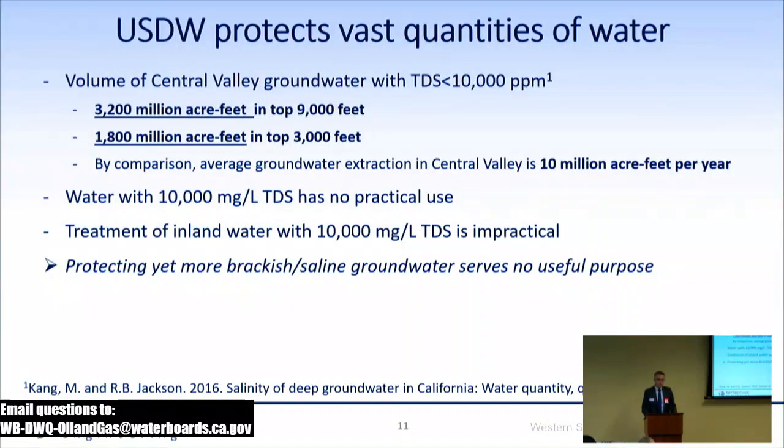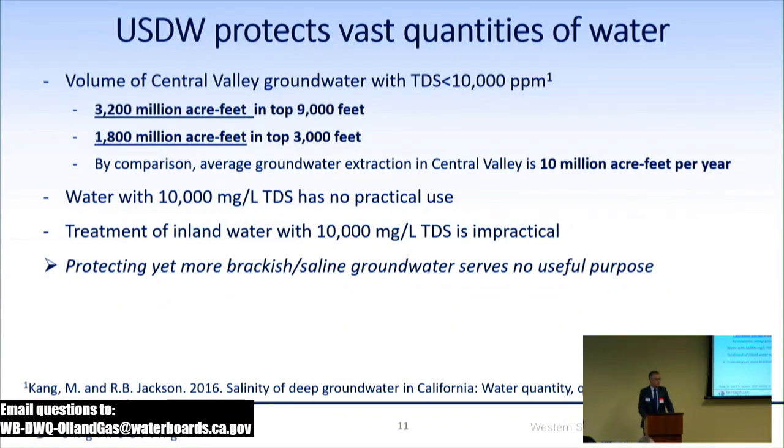Something to keep in mind, and Dan alluded to this, is that USDW protects vast quantities of water. This is a study that was done recently in 2016, where the volume of USDW, or water with TDS lower than 10,000 milligram per liter, was estimated in the Central Valley. In the top 9,000 feet, that estimate is 3.2 billion acre feet. In the top 3,000 feet, that estimate is 1.8 billion acre feet. And just for comparison, the total average groundwater extraction in the Central Valley is 10 million acre feet per year. So these are vast quantities of water that fall into this category of USDW. This is just within the Central Valley.